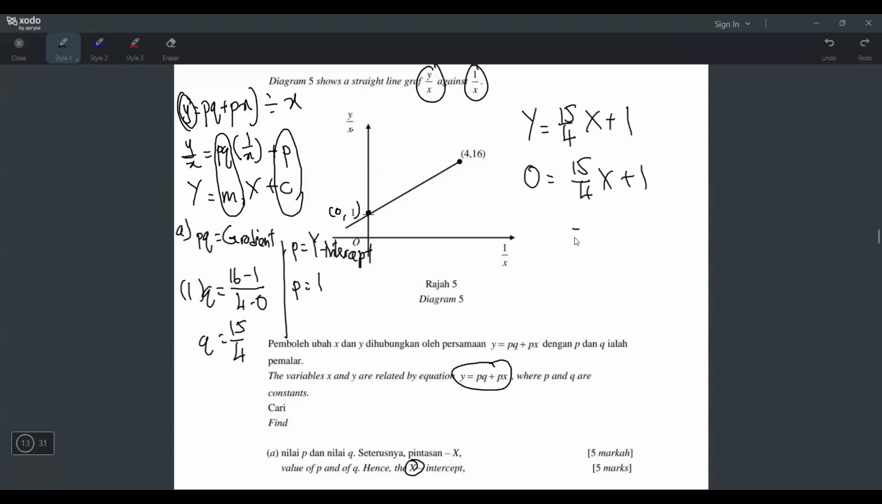Okay, when y equals 0, and now when you find the x, that would be the answer. Okay, so plus 1 moves over to become minus 1, 15 over 4x. So negative 1 divided, you get negative 4 over 15. Okay, you can use your calculator. All right, now you can write the answer.